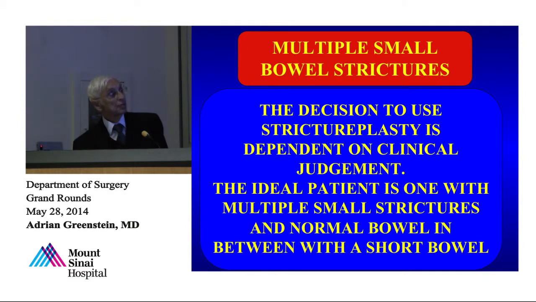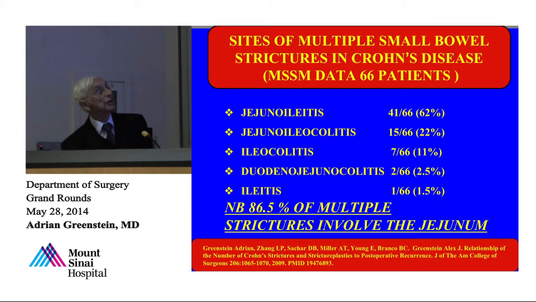The ideal patient is one with multiple small bowel strictures and a normal bowel in between with a short bowel. The sites of the multiple small bowel strictures are shown here. We had 41 in the jejunal-ileum, 62%, 15, 22% in the jejunal-ileocolon, ileocolitis 7, duodenojejunocolitis 2, and ileitis in 1. Notice that 86.5% of multiple strictures involve the jejunum, whereas most of the single strictures are in the small bowel.